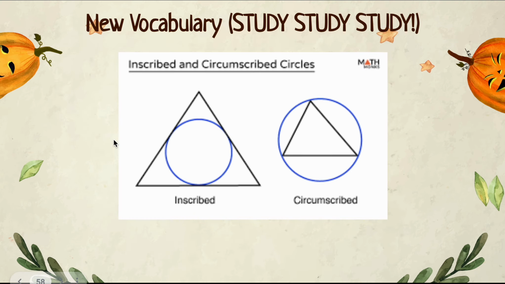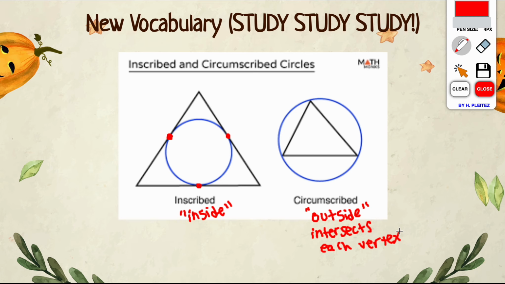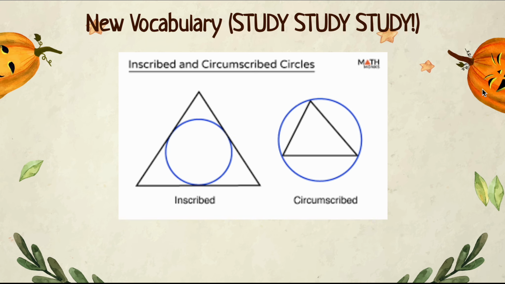Again, comparing the inscribed circle and the circumscribed circle, remember the inscribed circle was inside of our triangle and it intersected each side once. The circumscribed circle is outside of the triangle and intersects each vertex. And you need to make sure you are studying this vocabulary, because vocabulary is like 50% of our battle in a lot of questions like this.